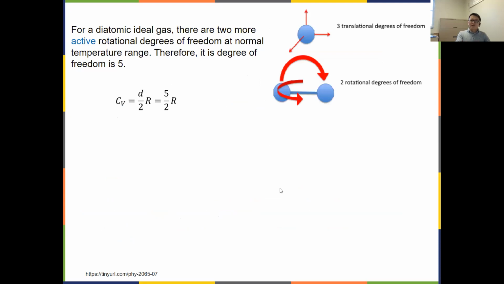Now for diatomic gas, in addition to the 3 translational degrees of freedom from the X, Y, Z directions, you actually have 2 more rotational degrees of freedom. You can rotate in the horizontal plane, and you can rotate in the vertical plane as well. So in that case, the degree of freedom is 5. Your internal energy should be 5/2 nRT, from which you can calculate C_V for constant volume to be 5/2 R. Okay.